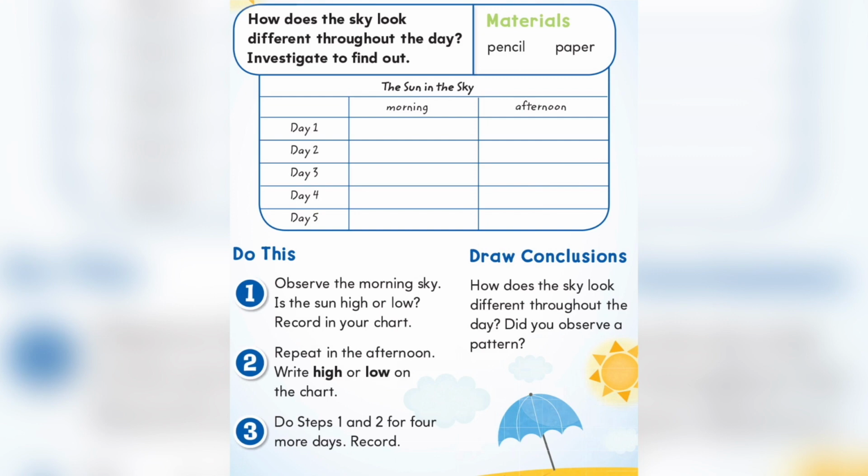Step 1 says, observe the morning sky. Is the sun high or low? Record your answer in your chart. You will repeat the same step in the afternoon and write high or low on the chart. Step 3 says, do steps 1 and 2 for 4 more days, but we are going to do it for a total of 7. Yay, Bo? Once you're finished observing the sun, you're going to draw conclusions. Answer the questions. How does the sky look different throughout the day? Did you observe a pattern? And if you did, describe the pattern.